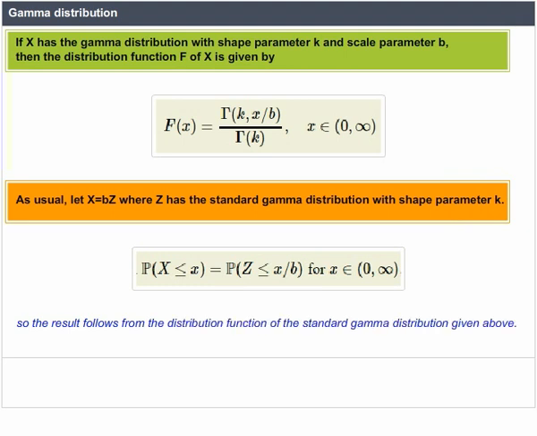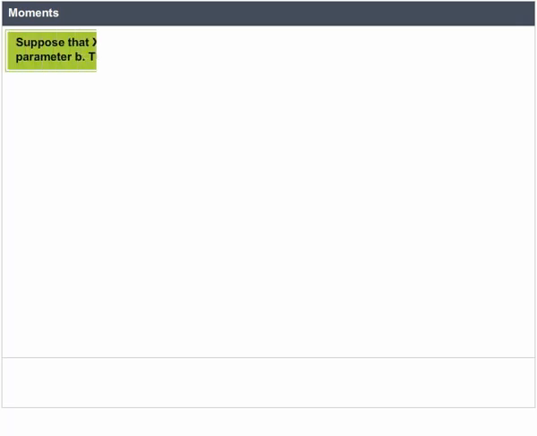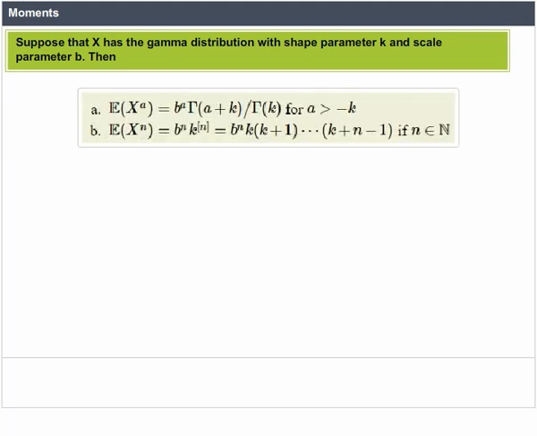Moments. Suppose that X has the gamma distribution with shape parameter k and scale parameter b. Then the expectation of X^a equals b^a Γ(a + k) divided by Γ(k), for a greater than -k. The expectation of X^n equals b^n k^(n) equals b^n times k(k + 1)...(k + n - 1), if n belongs to the natural numbers.